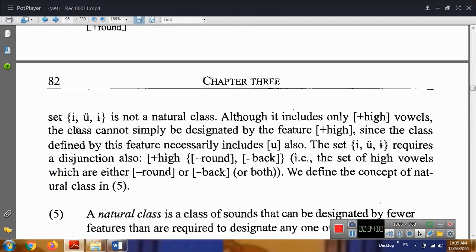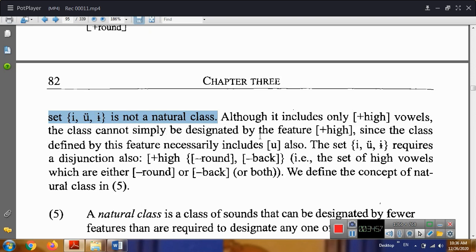For example, the set E, U, E is not a natural class. Here we want to introduce the natural class in distinctive features. What do we mean by natural class? These three sounds we don't consider as a natural class because they don't share just one feature which is common among these three sounds. Also, it includes only plus high vowels.